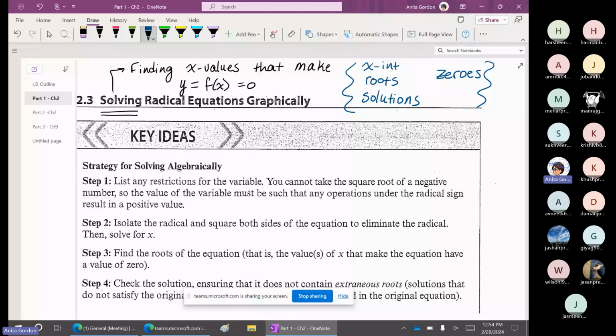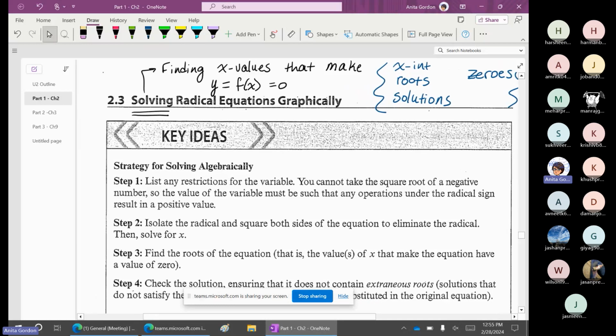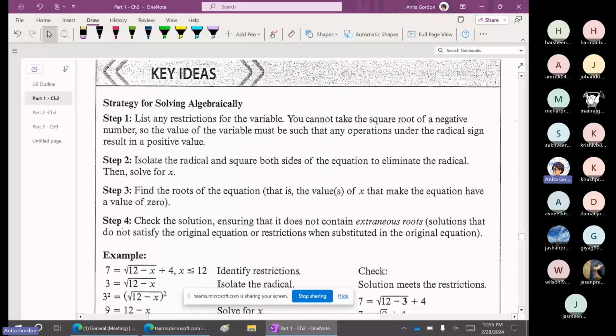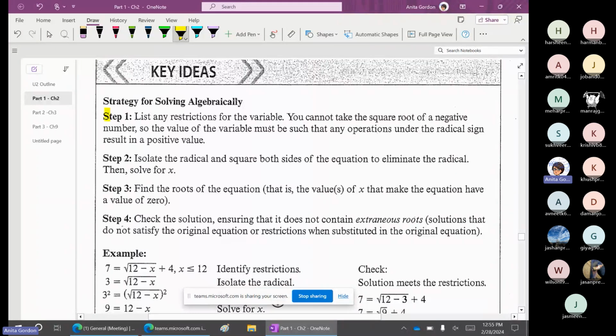We are looking for what x values we can put into our equation so that when we solve it, our solution is 0. Okay, so when we are doing this mathematically or algebraically, there's a 4-step process. Step number 1 is list any restrictions that you have. Now we're going to deal with pretty simple equations today. So the restrictions are whatever makes sure the radicand, whatever is inside of the radical, has to be greater than or equal to 0.